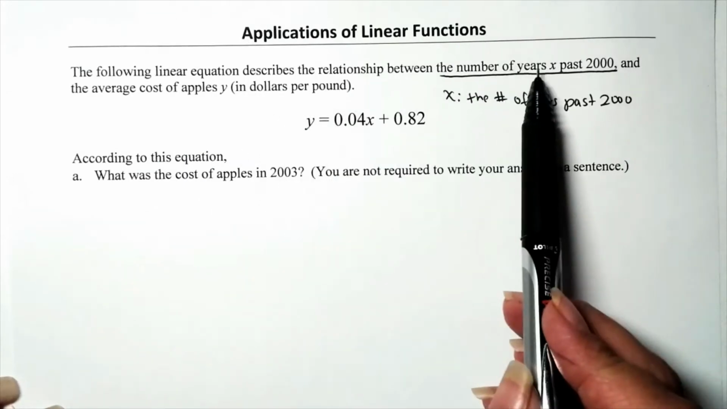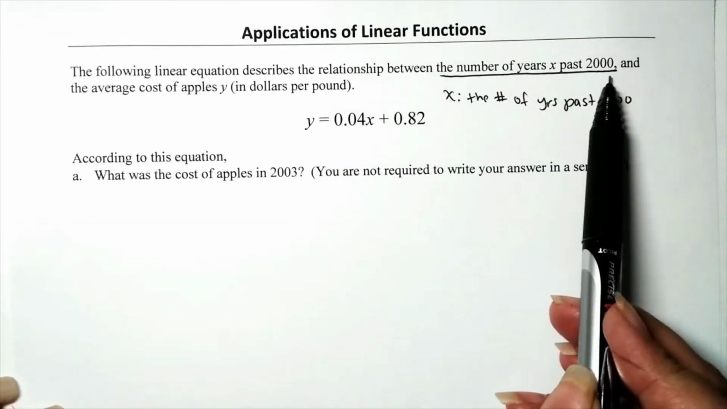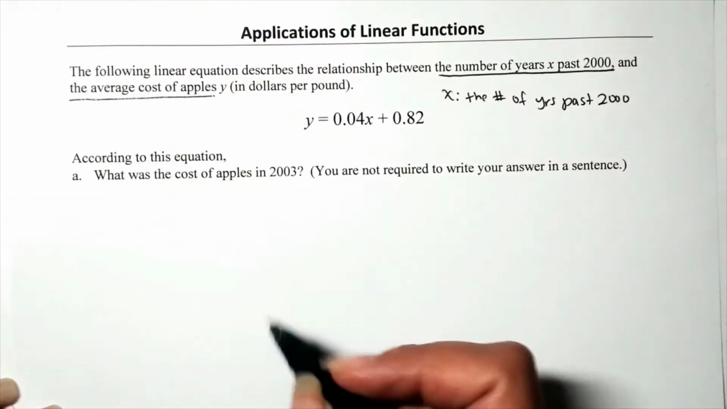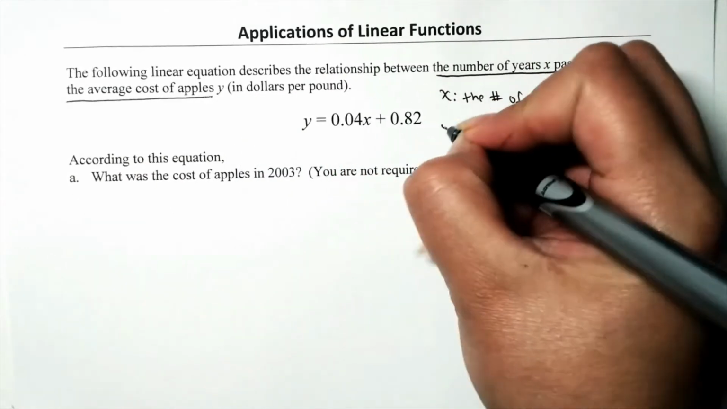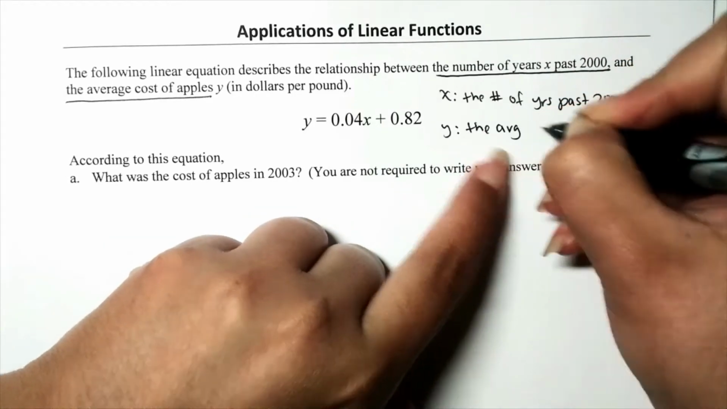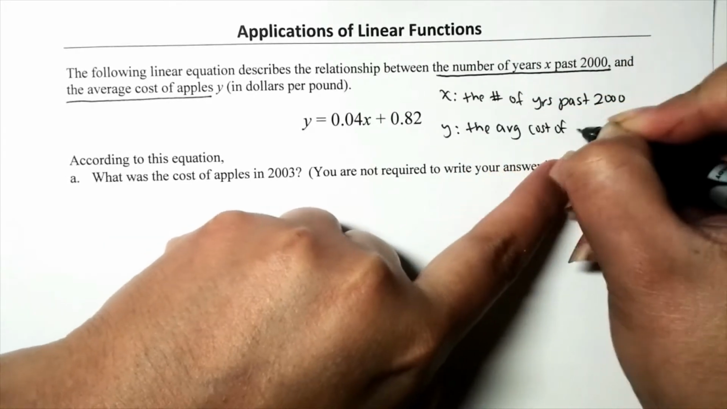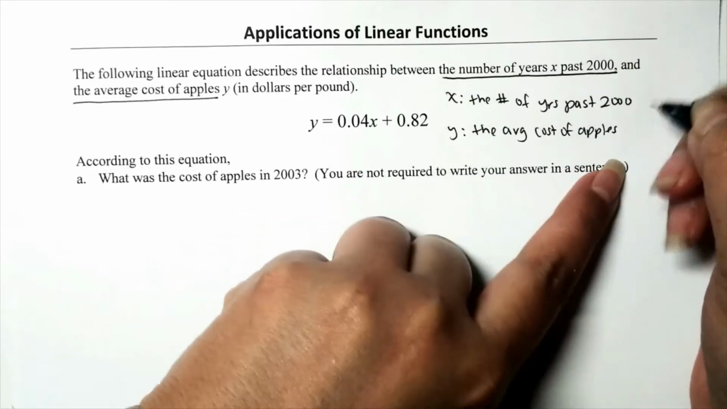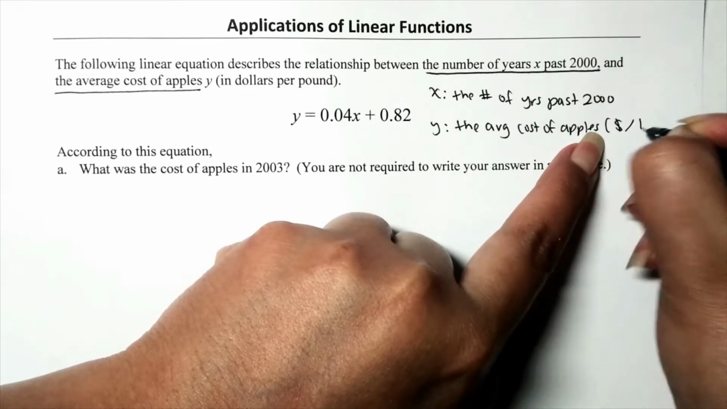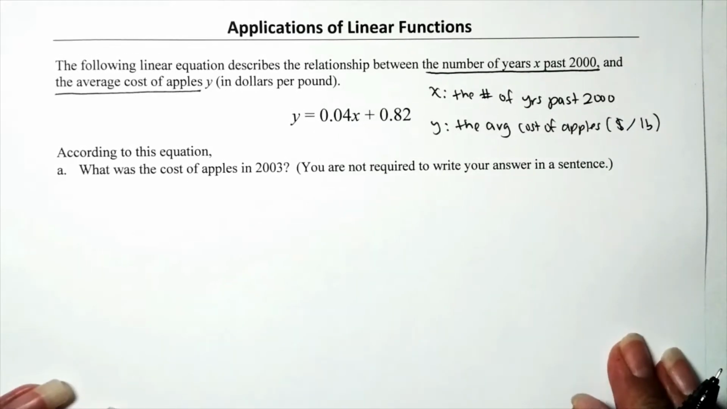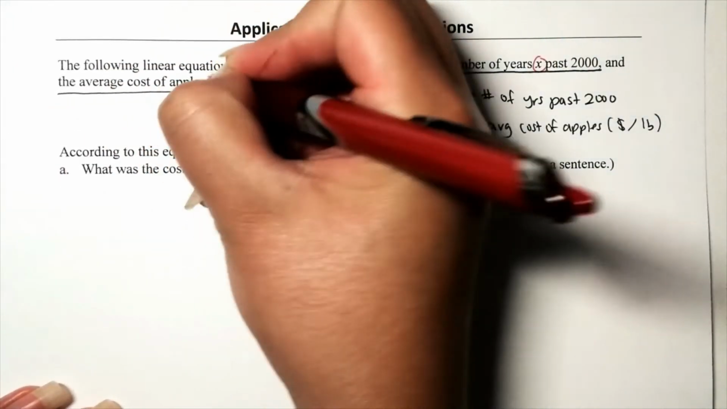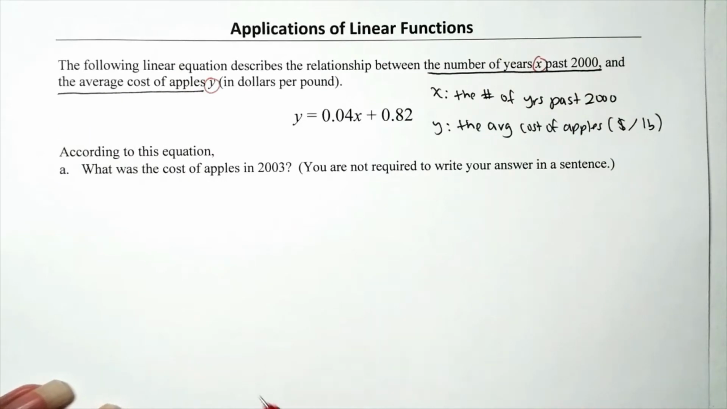So we know what x represents. It's the number of years past 2000. What does y represent? It represents the average cost of apples, and those are the units. So y represents the average cost of apples, and the units are in dollars per pound. So I put the abbreviation. Again, we need to have a clear idea of what these variables represent.